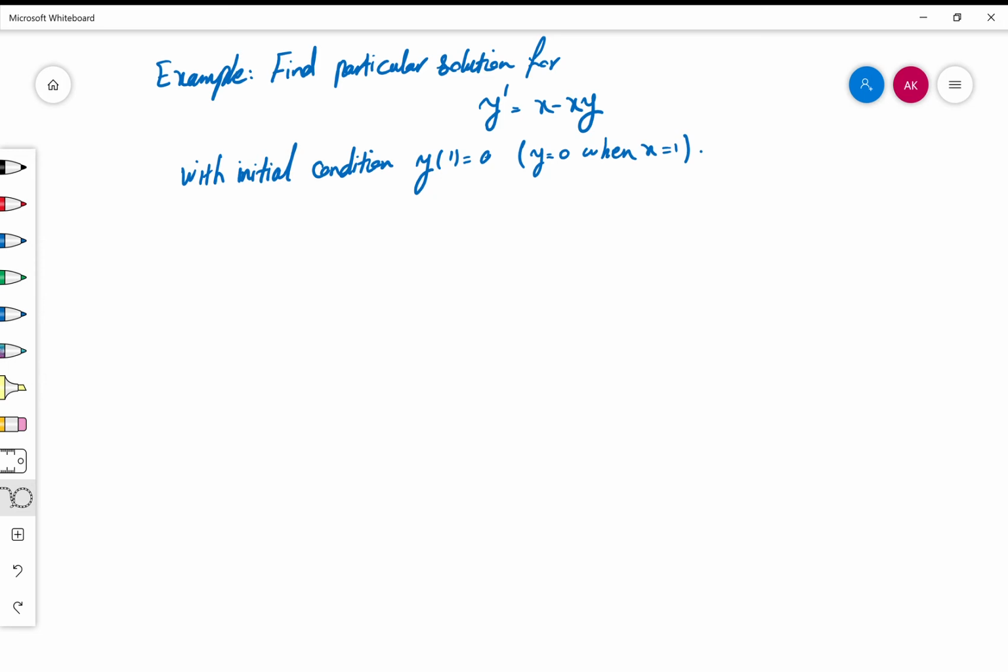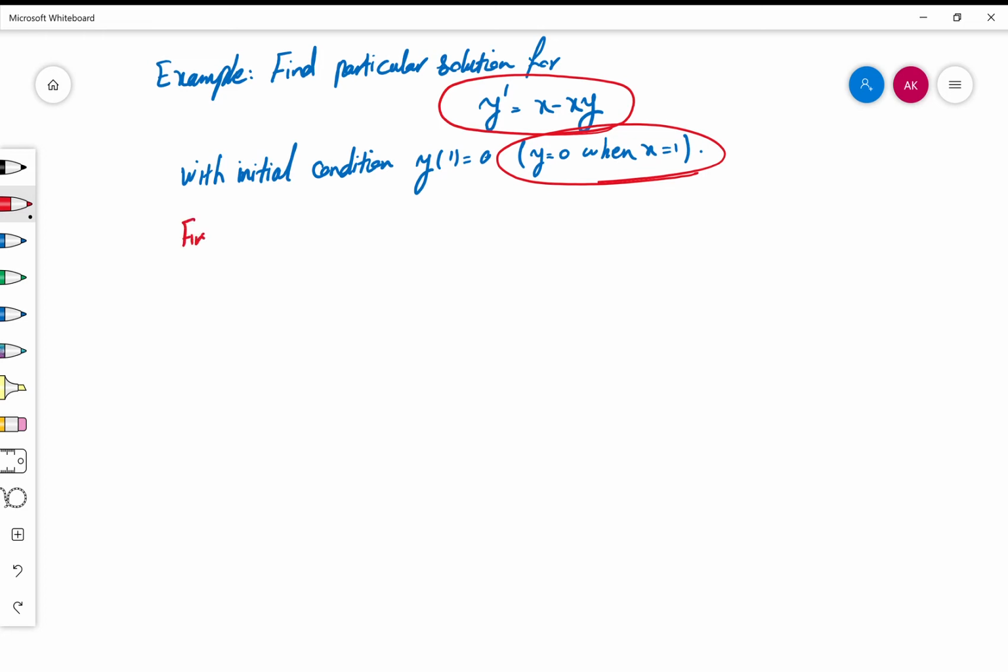Okay, let's do another example in which we're trying to find a particular solution for a differential equation. Here is y prime equals x minus xy with an initial condition. When we have only one differential equation, you can find the general solution. But when you add the initial condition, you can use it to find the particular solution.